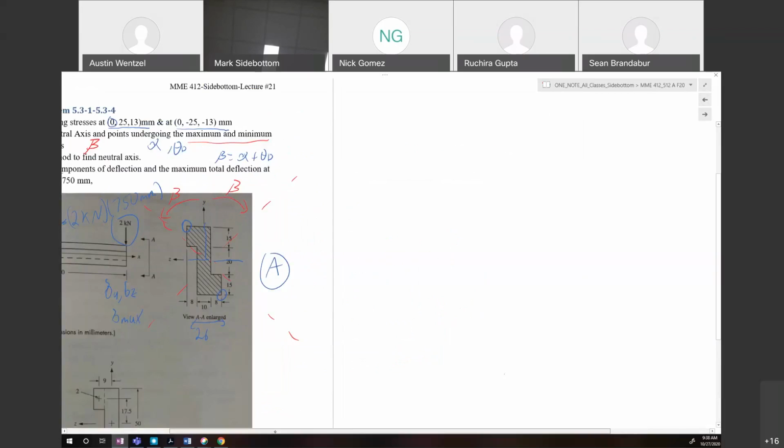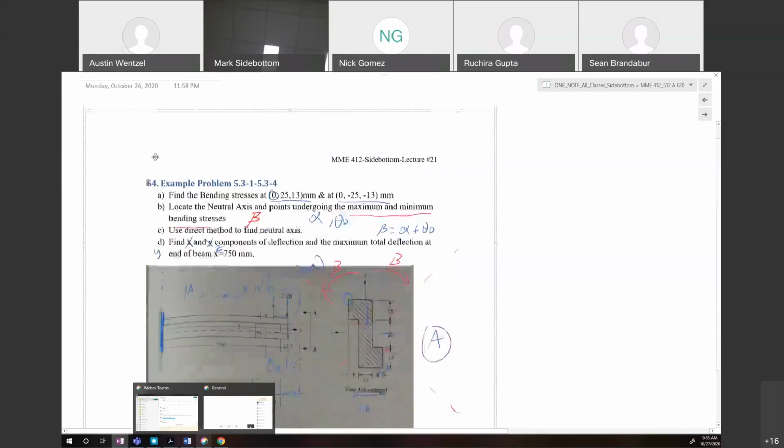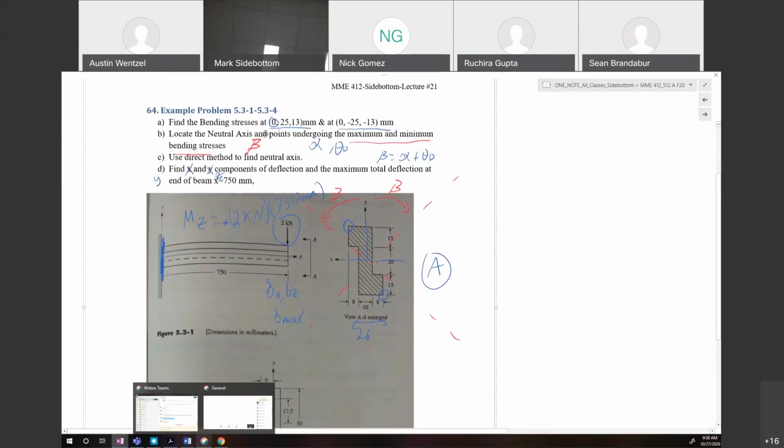In this problem, we were able to find the bending stress at a given point, based off of the loading that was shown in our diagram. We were then able to calculate our neutral axis to identify what points along the cross-sectional area would undergo our maximum and minimum bending stresses. We then did solve for those maximum bending stresses.